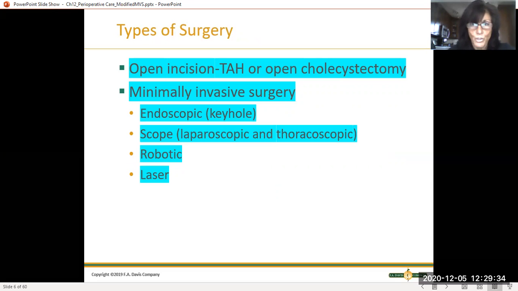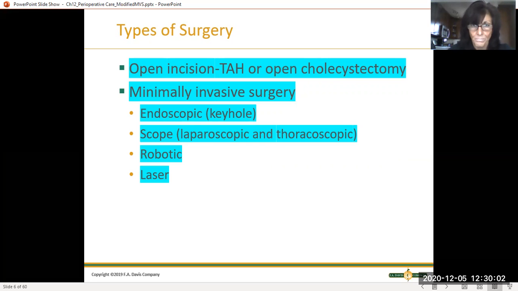Then we have types of surgery. We can have open procedures. Whenever you hear open, like an open chole or a total abdominal hysterectomy, open means we cut you open, right? Just like the name implies. It means that we bring you into the surgical suite, and with an incision using a scalpel or some type of sharp instrument, we are cutting you open to go in and do that surgery. It's whatever the surgery happens to be.